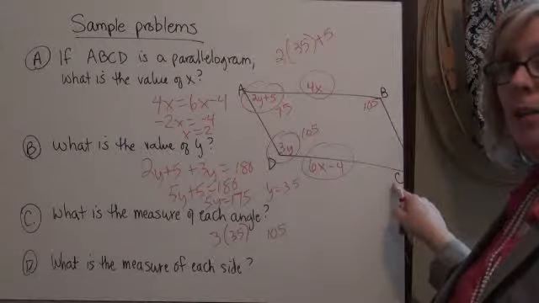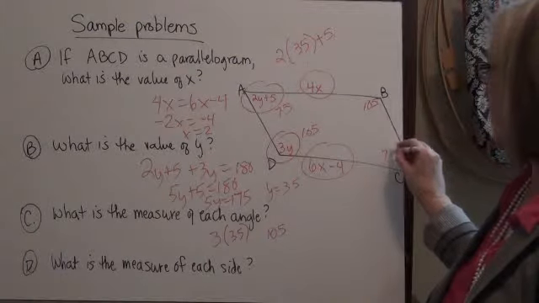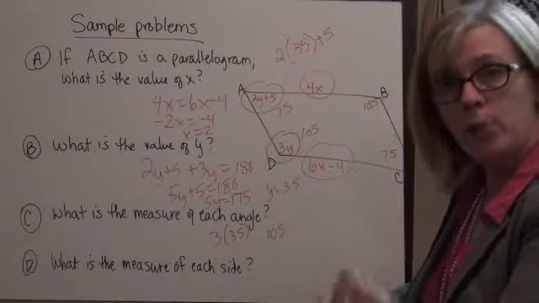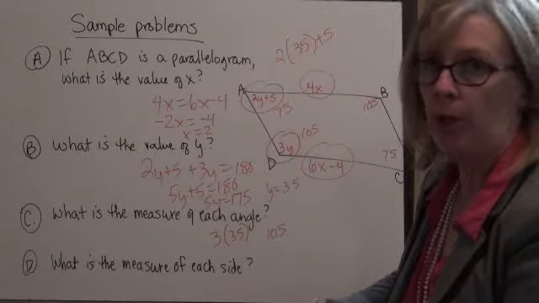And what do you know about this side over here? It's also congruent to its opposite, so it's also 75. So if you know one angle in a parallelogram, you can subtract from 180 or move it around, and you can find every other angle in a parallelogram.